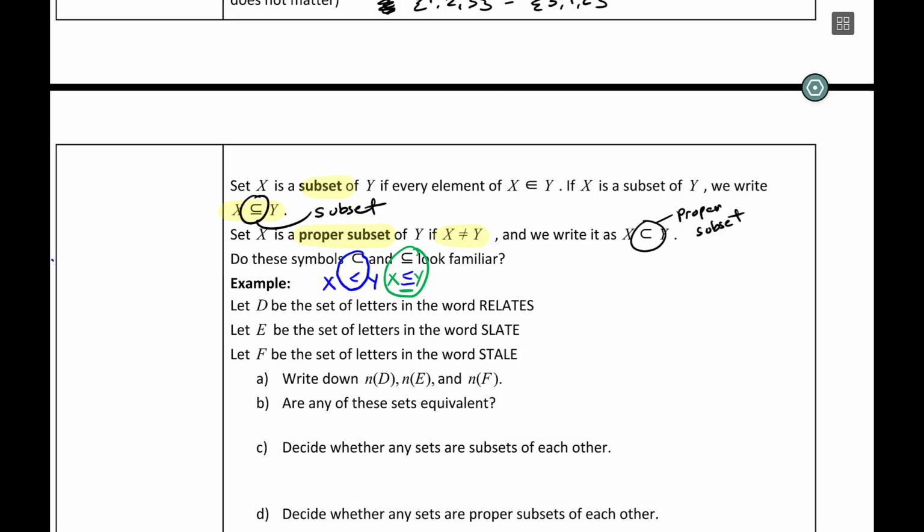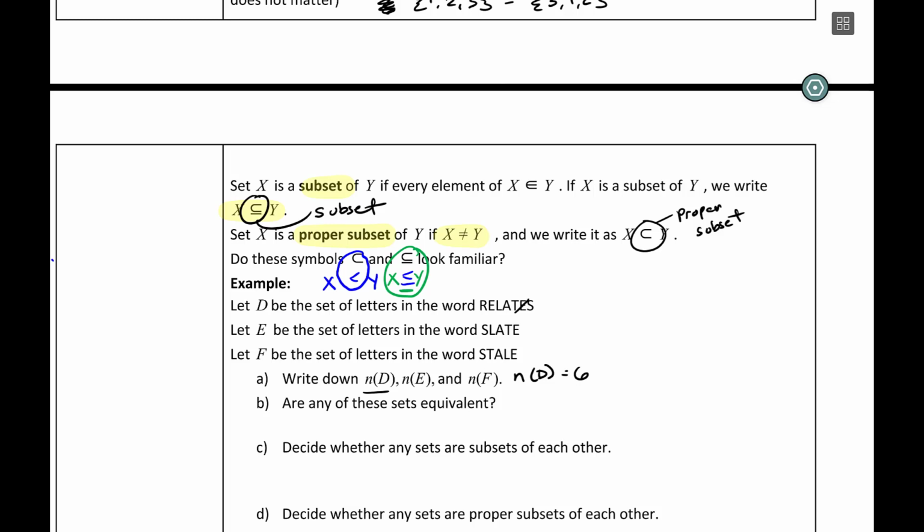Now, let's go ahead and take a look at another example. Let D be the set of letters in the word relates, E the letters in the word slate, and F the letters in the word stale. And you can maybe already start to see where we're going to go with this example. Let's write down N of D, N of E, and N of F. Well, how many unique elements are in D? Okay, unique elements, we have to cross out that second E because that's one of the same elements. We don't count the elements more than once. We only do it one time. So there I can see that I have 6 letters in that word, and I would say that N of D is going to equal 6.